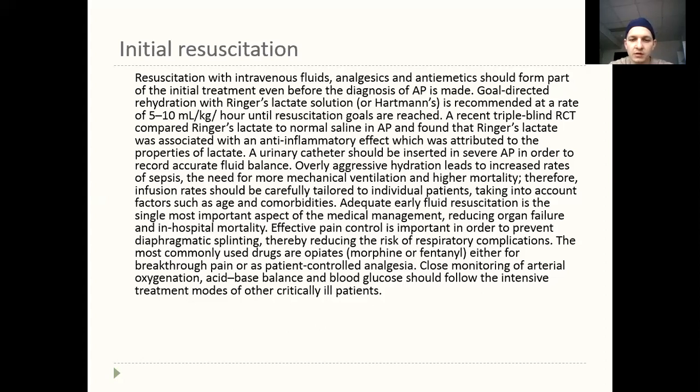Effective pain control is important in order to prevent diaphragmatic splinting, thereby reducing the risk of respiratory complications. The most commonly used drugs are opiates, morphine or fentanyl, either for breakthrough pain or as patient-controlled analgesia. Close monitoring of arterial oxygenation, acid-base balance, and blood glucose should follow the intensive treatment modes of other critically ill patients.